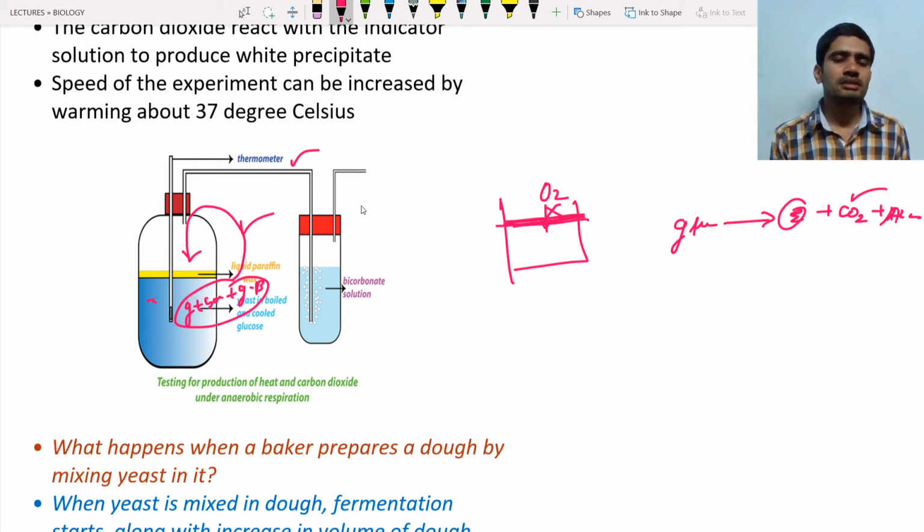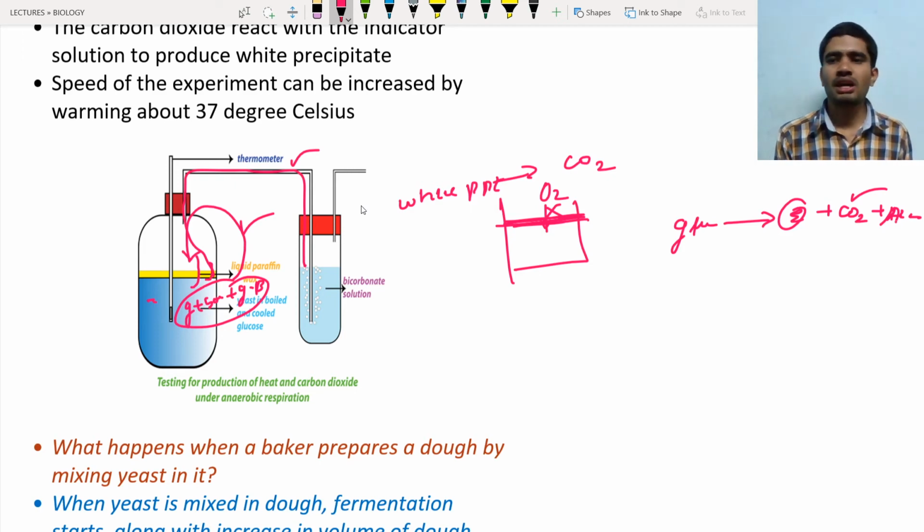The carbon dioxide during this process is going to come out through the small spaces present in the solidified paraffin wax. The carbon dioxide is going to escape and enter into the delivery tube, and then mix into the bicarbonate solution, or you can call it the lime solution. This lime solution mixing with carbon dioxide is going to form a white precipitate. This indicates that carbon dioxide is released. Hence we can confirm that fermentation produces carbon dioxide.